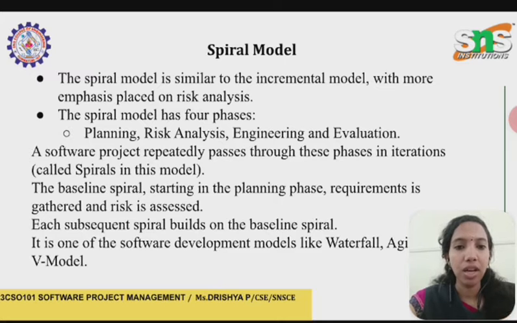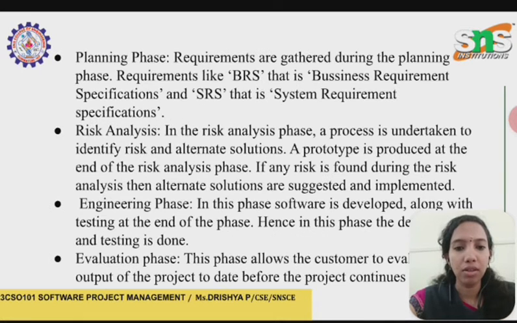Why is the name spiral model? It is because the shape of the model looks like a spiral binding, with the baseline spiral starting in the planning phase. Requirements are gathered and risk is assessed. Each subsequent spiral builds on the baseline spiral. It is one of the software development models like Waterfall, Agile, and V model.